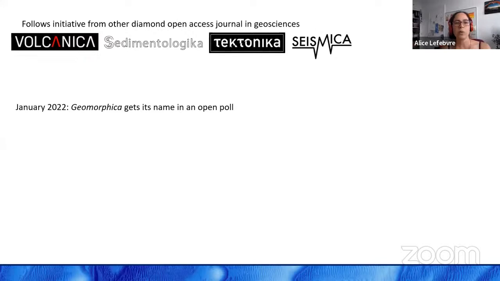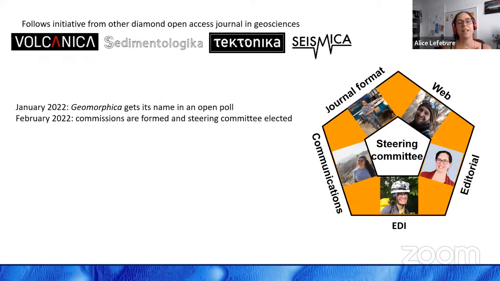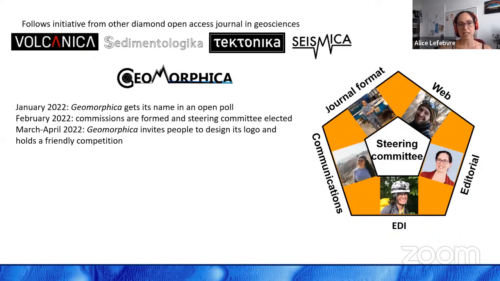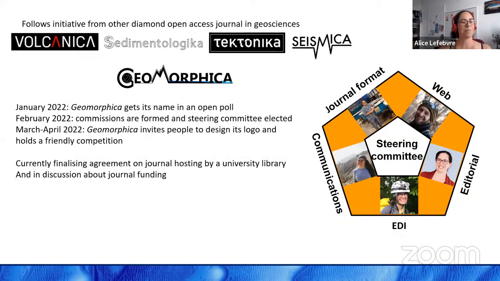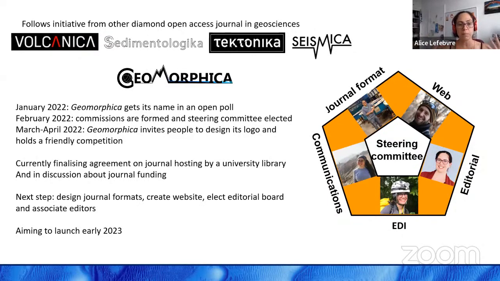We started in January with getting our name, then we formed our commissions, and now we have a steering committee which got elected. We invited people to design a logo, had a friendly competition, and now we have a beautiful logo. We're working at the moment to get an agreement with a university library to do our journal hosting, and we're in discussion about the journal funding. The next step is the big thing, where we need to design the journal formats, create the website, and elect the editorial board and associate editors. We're aiming to launch in early 2023.